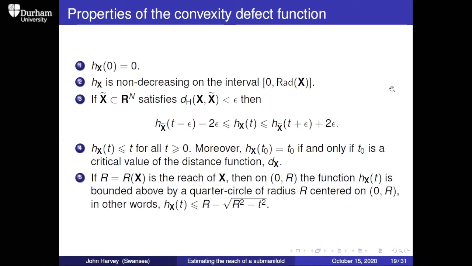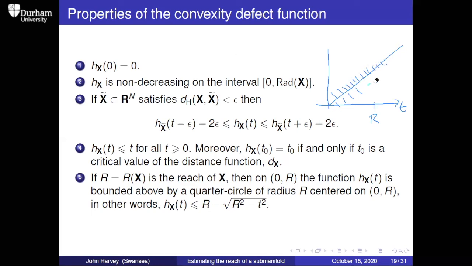And then the fifth one, the fifth tricky one, is this quarter circle bound. So let me do this as a picture. Suppose here's t. Suppose this value here is the reach. Okay. 0.4 actually tells us that h sub x of t will always lie below the diagonal. Always has to. What I meant to do, shade all this out.